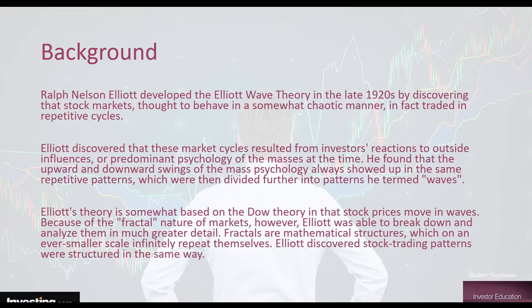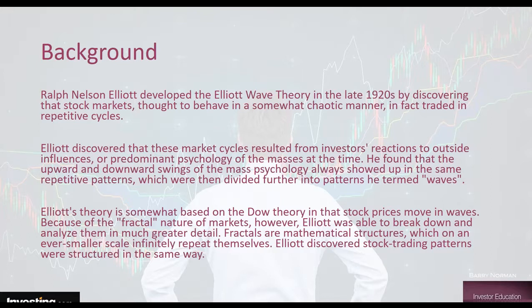Now, Elliott discovered that these market cycles resulted from the investor's reaction to outside influences or predominant psychology of the masses at the time. He found that the upward and downward swings of the mass psychology always showed up in the same repetitive patterns, which were then divided further into patterns he called waves.